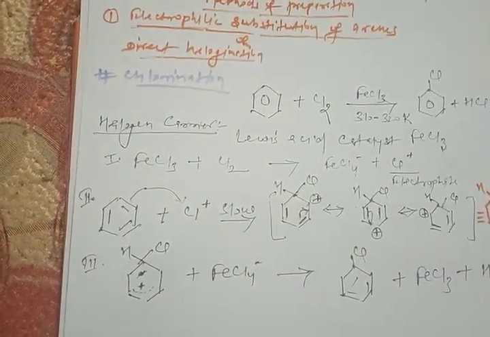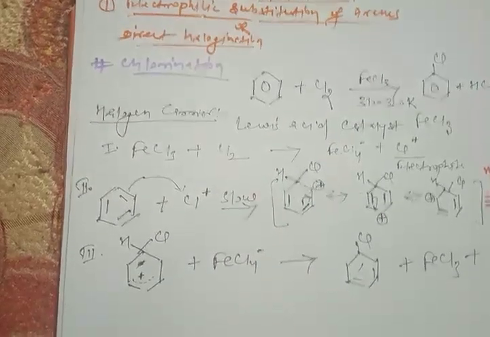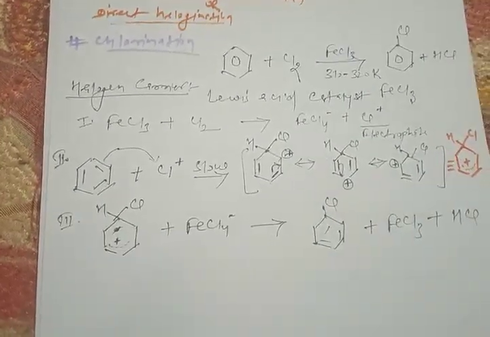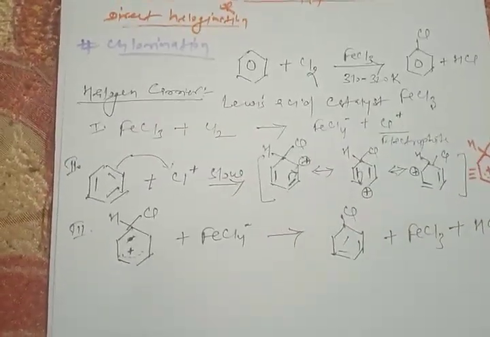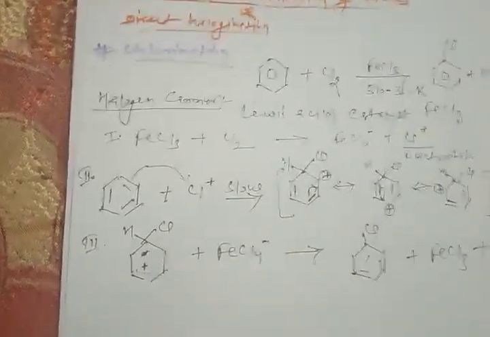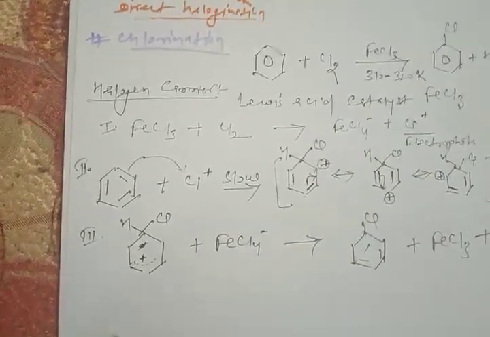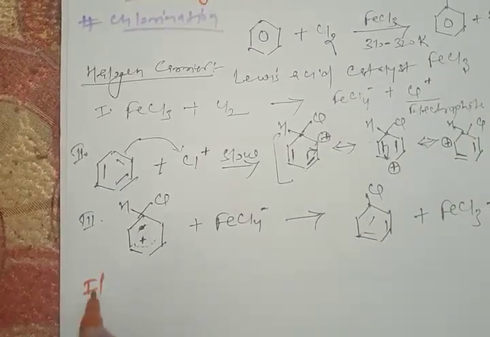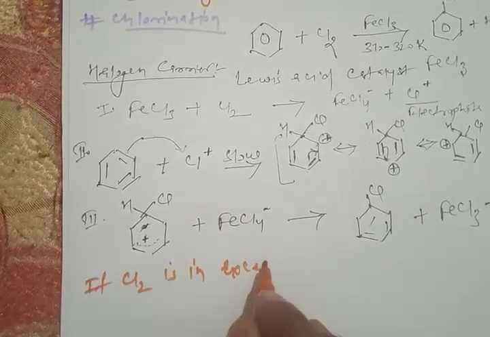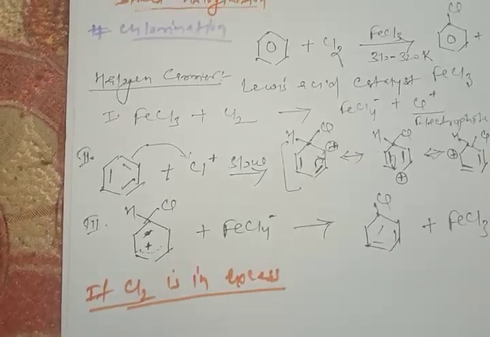So if you go for the bromination, then what we require is FeBr3. One more thing we can add here is that if we have excess of chlorine, if Cl2 is in excess, what will happen? We'll get a mixture of products.